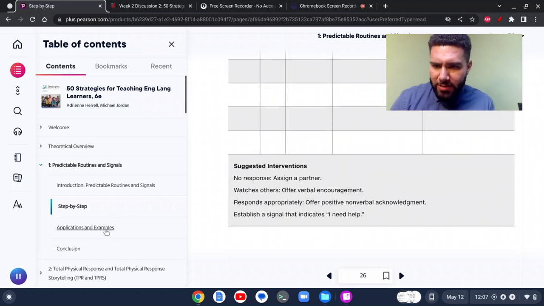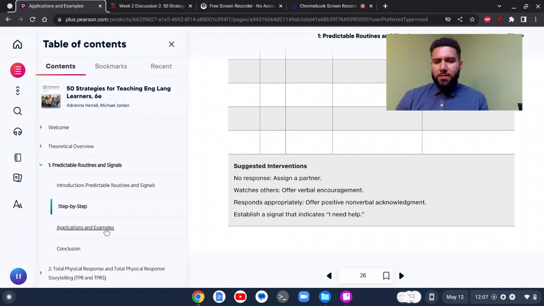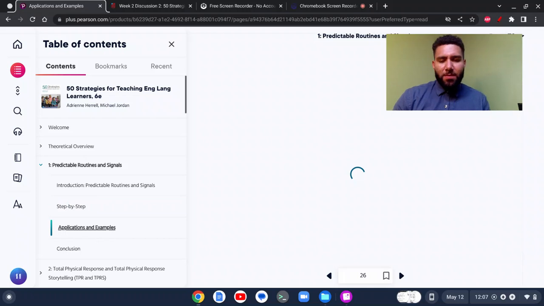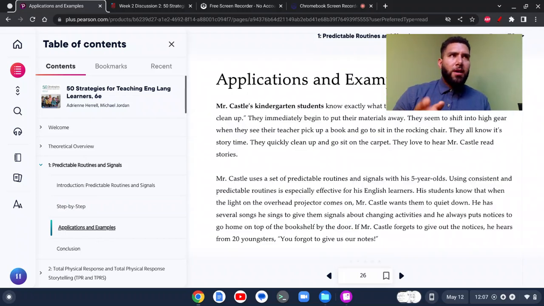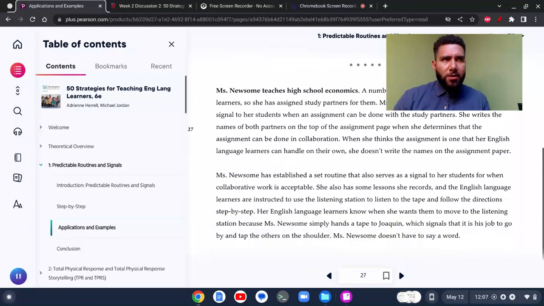The applications and examples. This is Miss Newsom. Miss Newsom's strategy was to use names at the top of the class assignment to let the students know whether or not they will be doing group work for that day. So for the easier assignments that Miss Newsom deemed the students wouldn't really need collaboration with, she just put their own name on that paper.